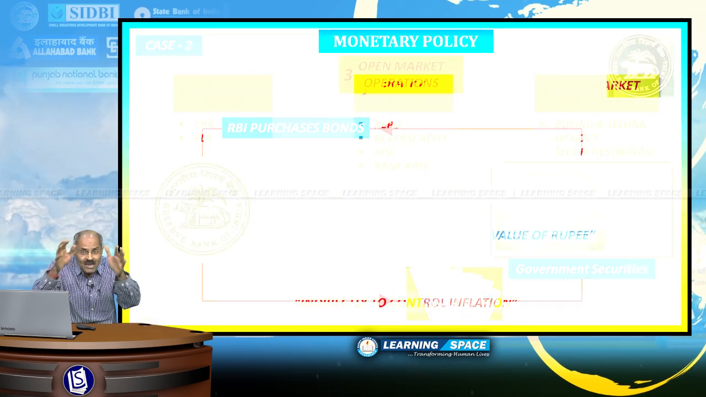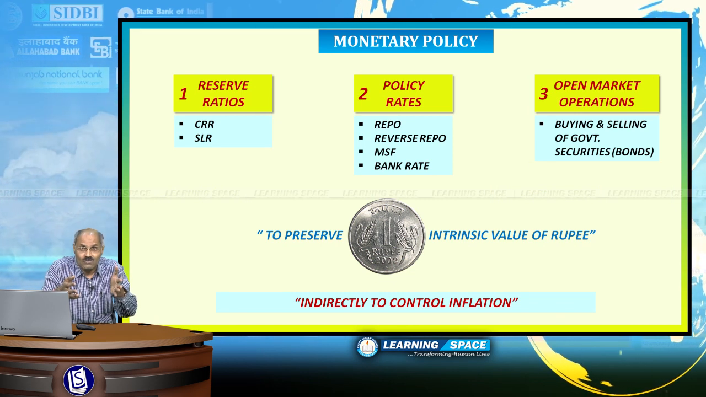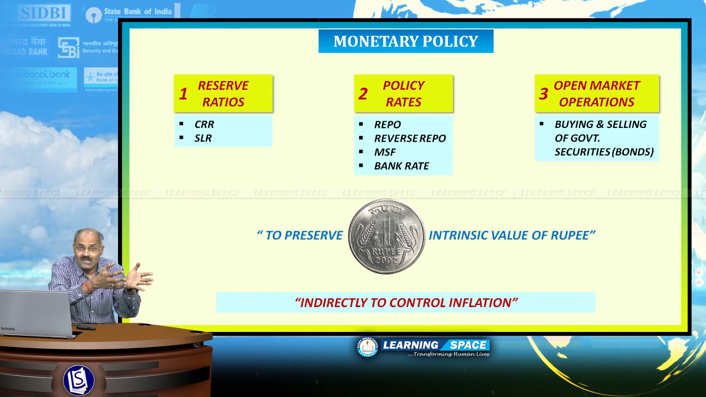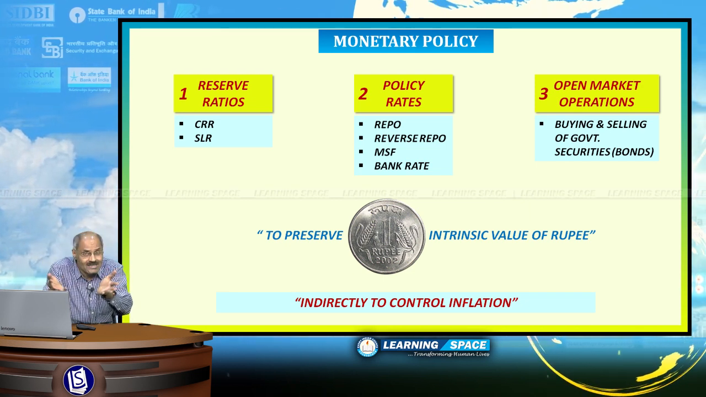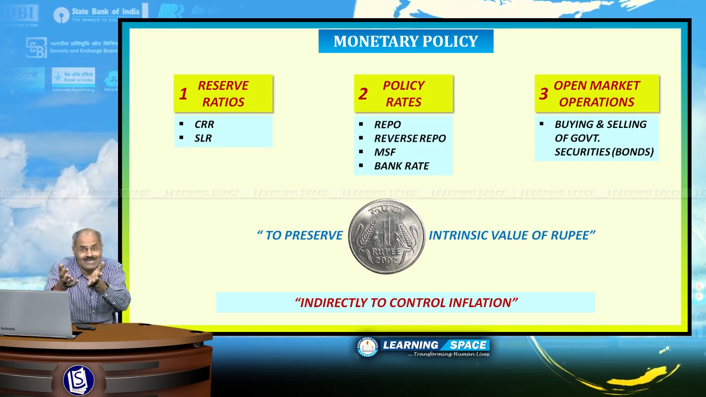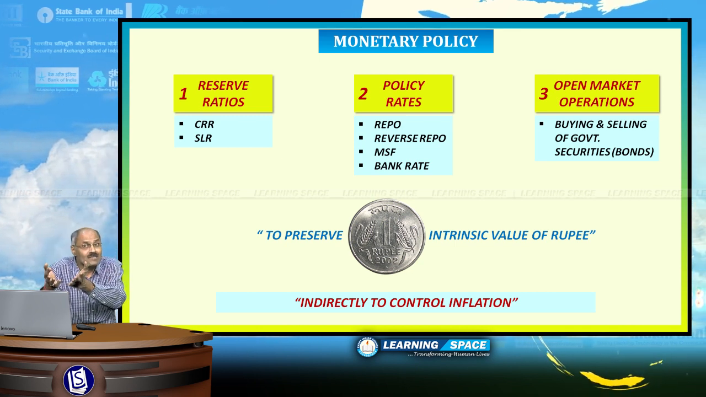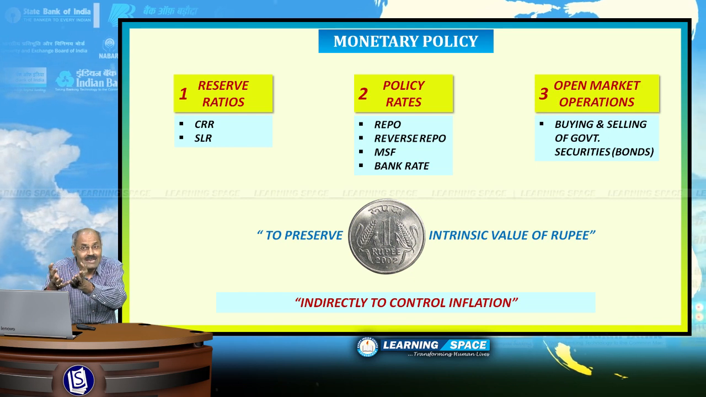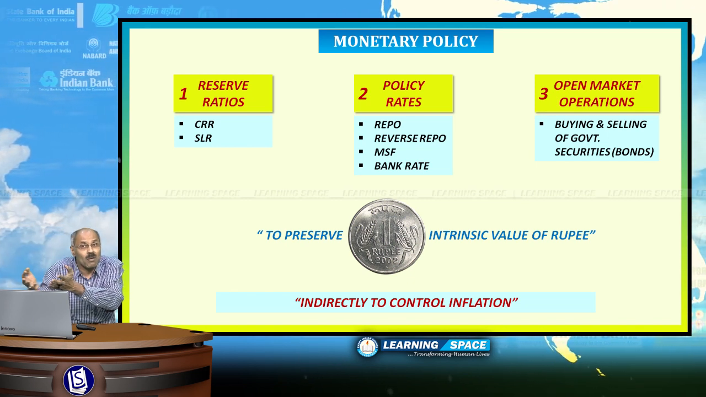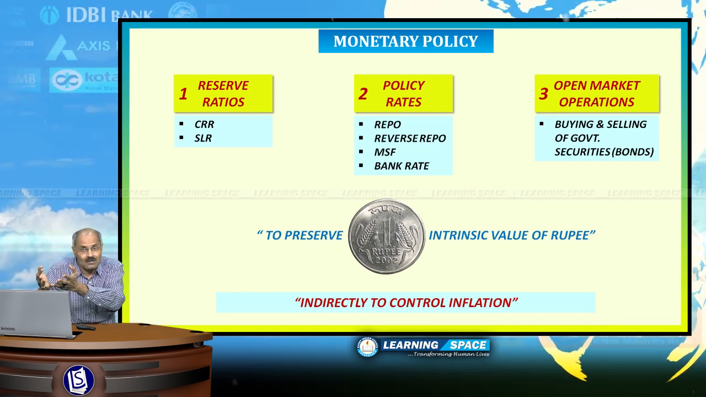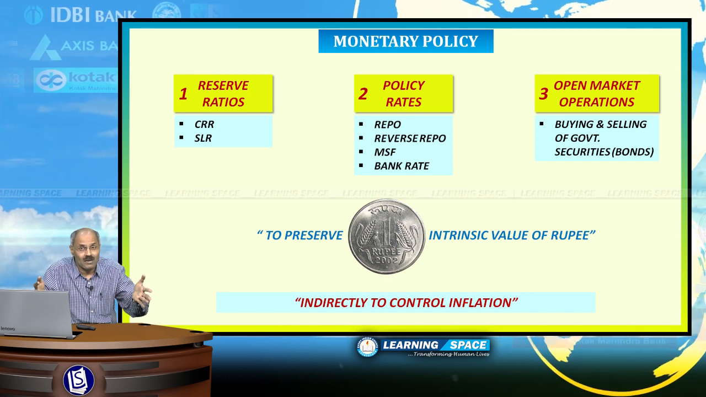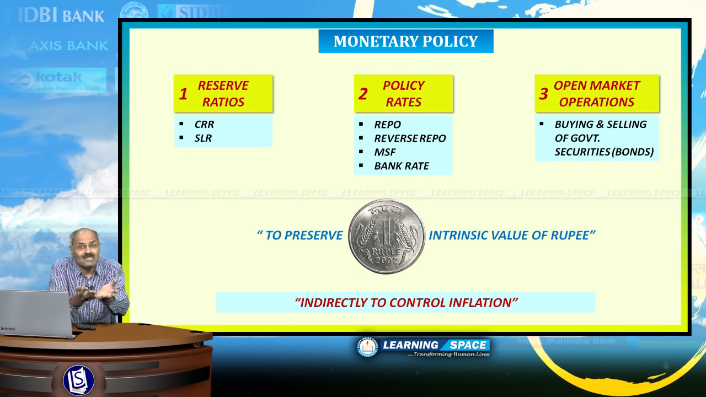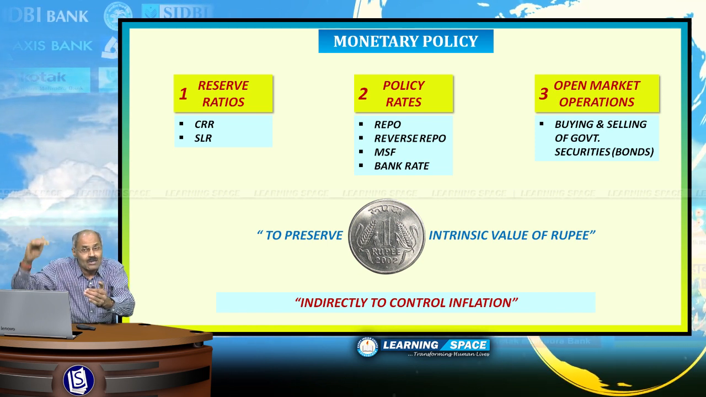So, these three are basically part of monetary policy, that is reserve ratios, CRR and SLR, policy rates. Policy rates are repo rate, reverse repo rate, marginal standing facility rate and bank rate, and open market operations. These three are part of RBI's monetary policy, basically to preserve the intrinsic value of rupee by controlling inflation.